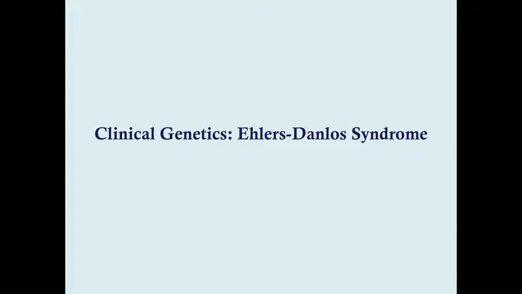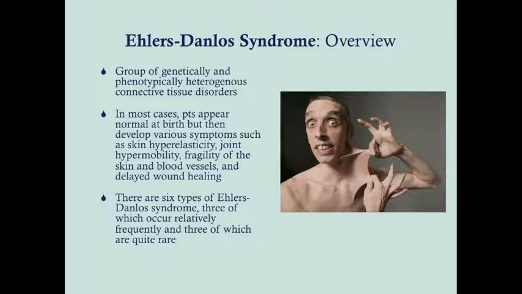Ehlers-Danlos syndrome is a connective tissue disorder, and it has various manifestations and various types, and that can make it difficult to diagnose. This is a group of genetic, phenotypically heterogeneous disorders, and in most cases, the patient will appear normal at birth, but then they go on to develop various symptoms, and the symptom constellation that they're going to develop is really going to depend on what type of EDS they have.